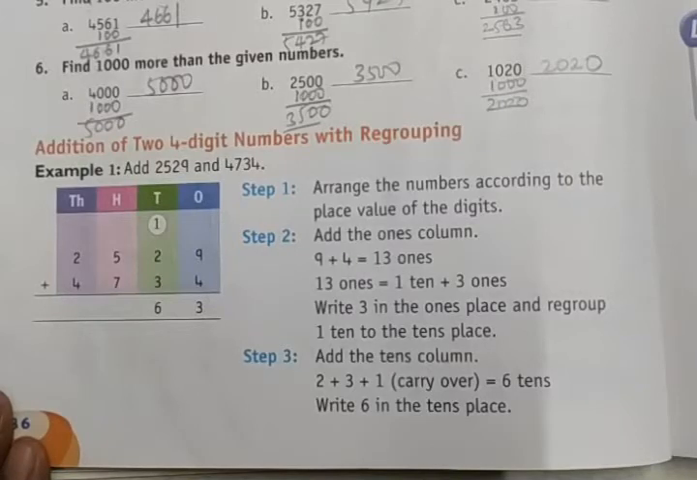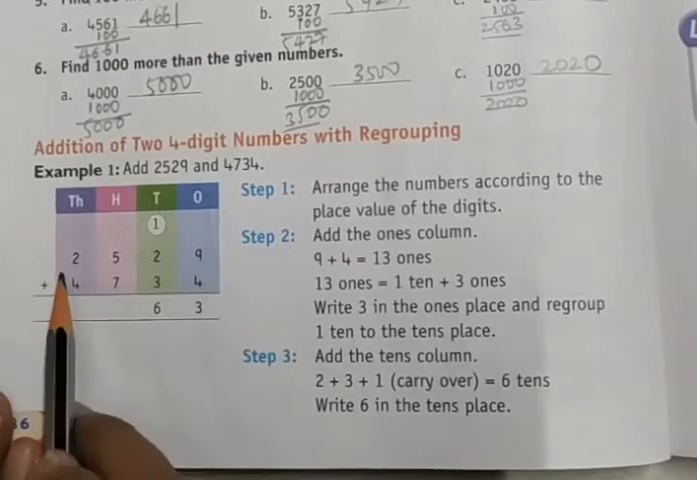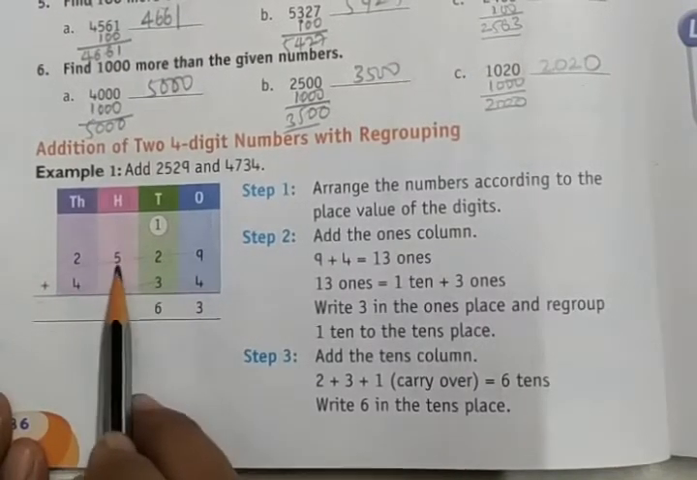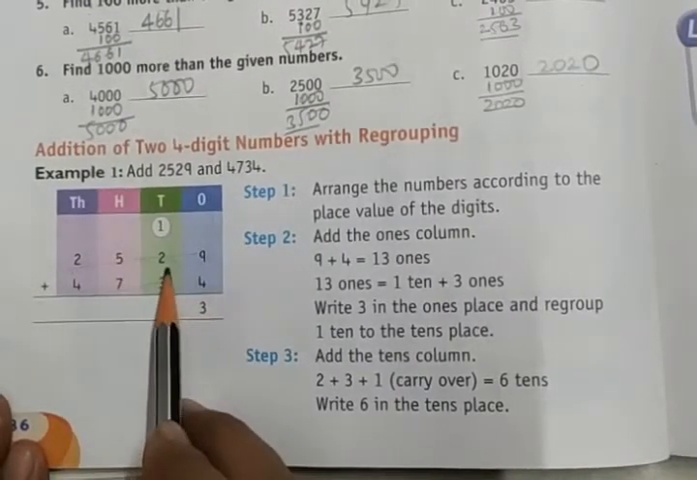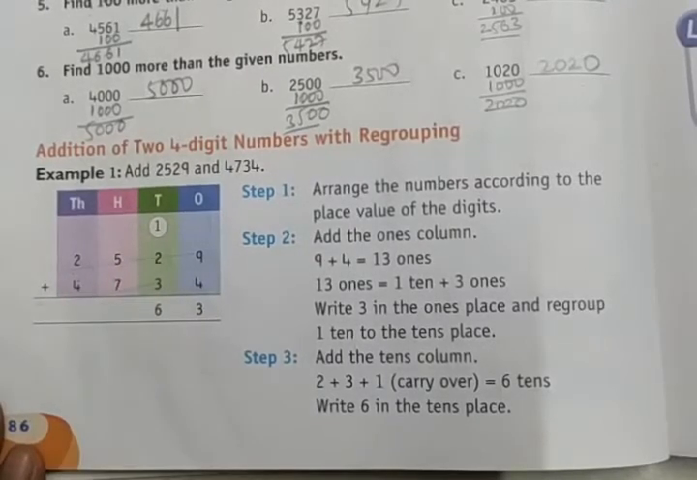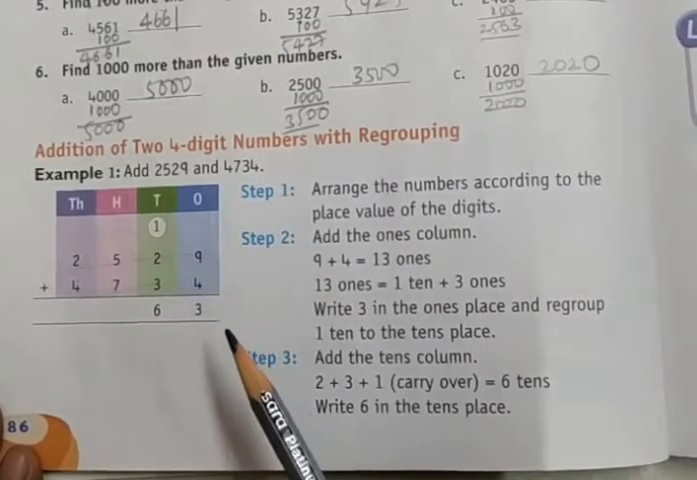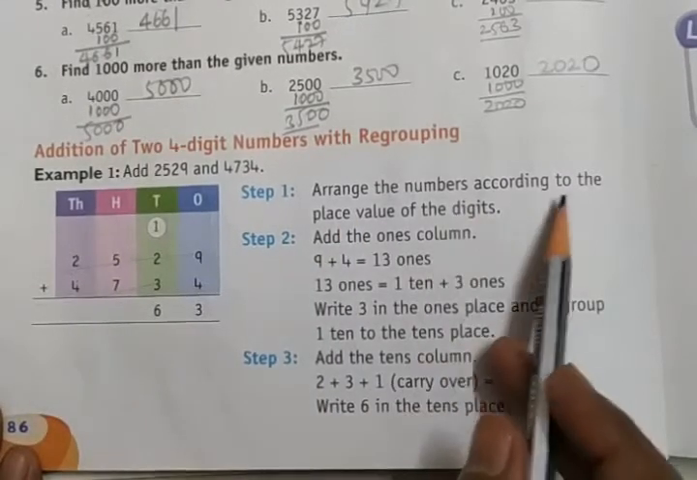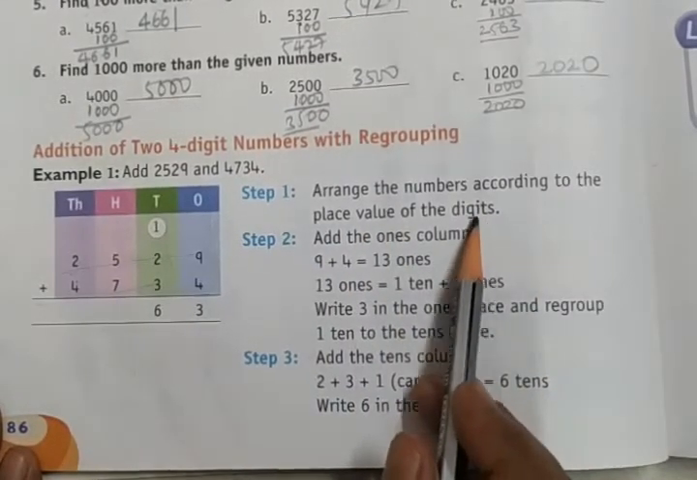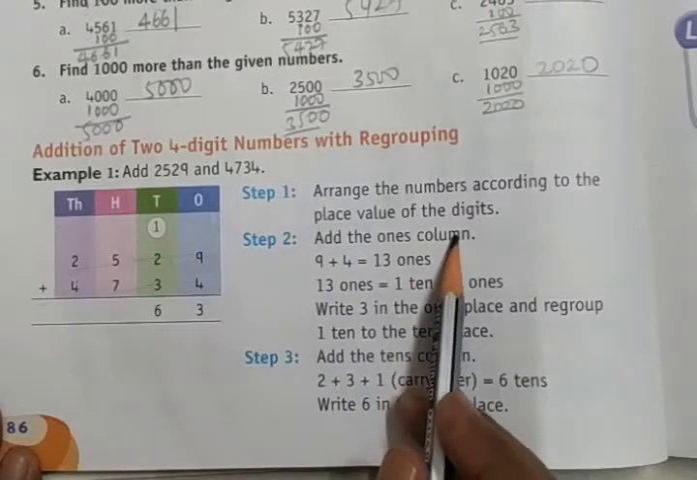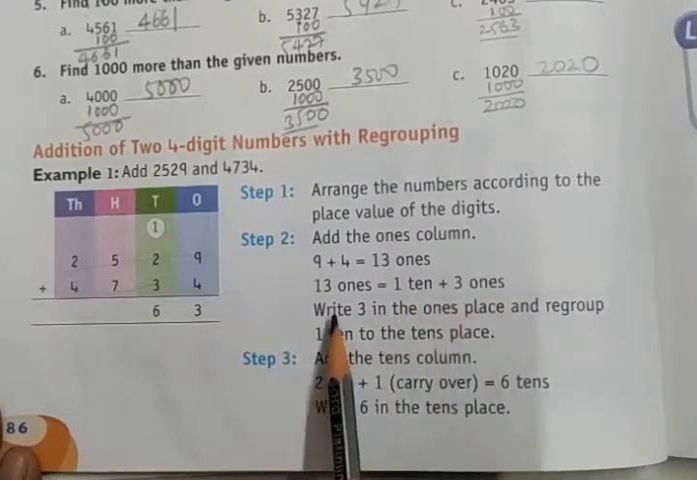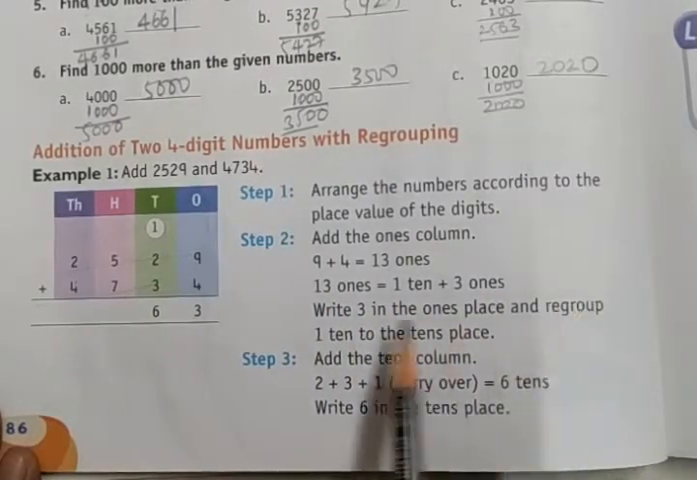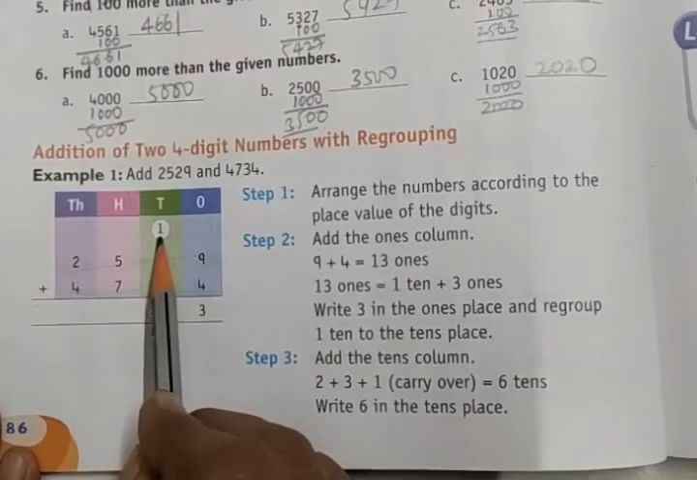Okay, addition of two 4 digit numbers. This is ones, tens, hundreds and thousands. Here the steps are the same. Arrange the numbers according to the place value chart in the digits. Add the ones column first. 9 plus 4 is equal to 13, and 13 is equal to 1 ten and 3 ones. Write 3 on the ones place value and regroup 1 ten to the tens place value.